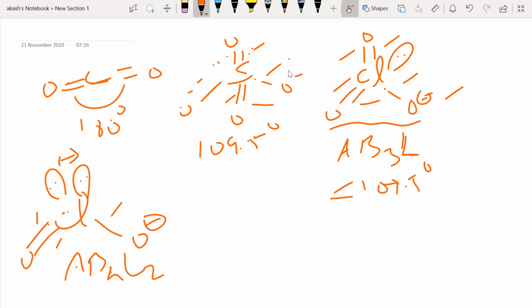Okay, what about the last one? I think I don't even have to draw. What is the shape? What is the bond angle? Quick, BF3. I want to know the shape and I want to know the bond angle. Quick. What is the shape? What is the bond angle? BF3.